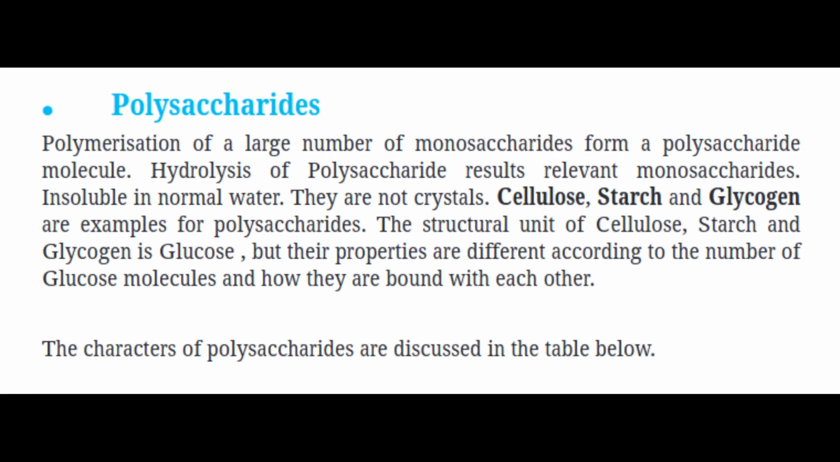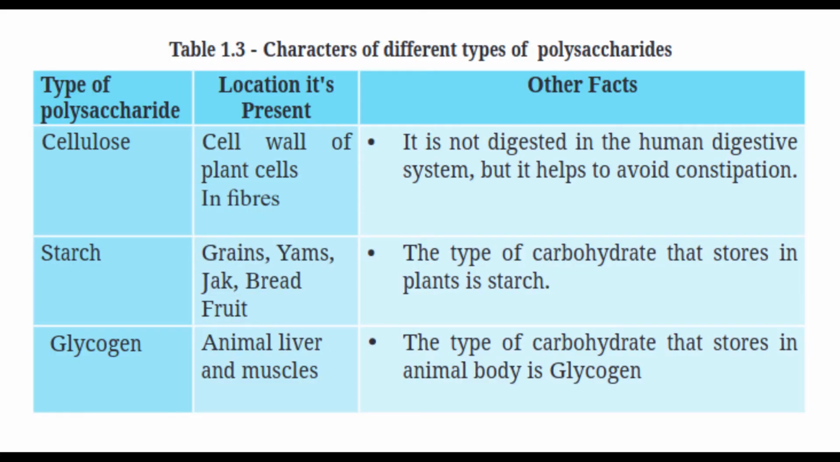Polysaccharides. Polymerization of a large number of monosaccharides forms a polysaccharide molecule. Hydrolysis of a polysaccharide results in relevant monosaccharides. Insoluble in normal water. They are not crystals. Cellulose, starch, and glycogen are examples of polysaccharides. The structural unit of cellulose, starch, and glycogen is glucose, but their properties are different according to the number of glucose molecules and how they are bound with each other. The characters of polysaccharides are discussed in the table below. Table 1.3: Characters of different types of polysaccharides.